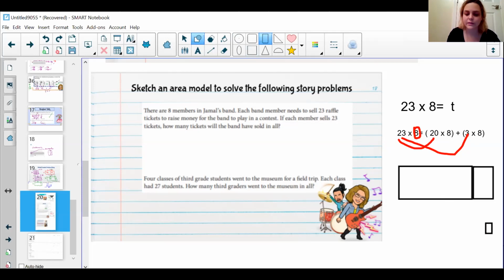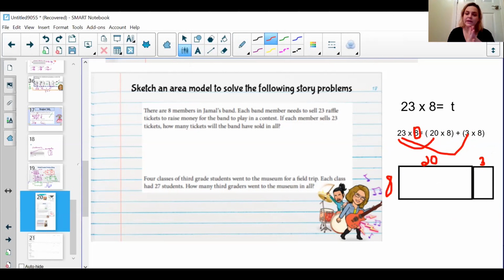Okay, so now I'm gonna label this. So I'm gonna go back to my markers. Okay, so I know I'm multiplying, I'm doing 20. I've decomposed the 23 into a 20 and a 3. And I'm multiplying by 8. Okay, so now here's my area model.